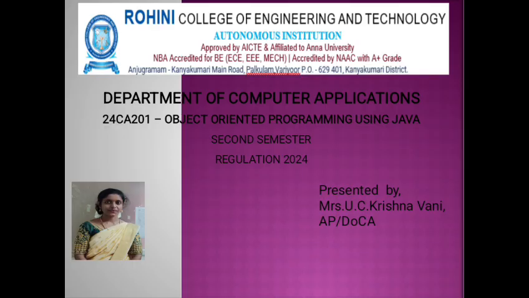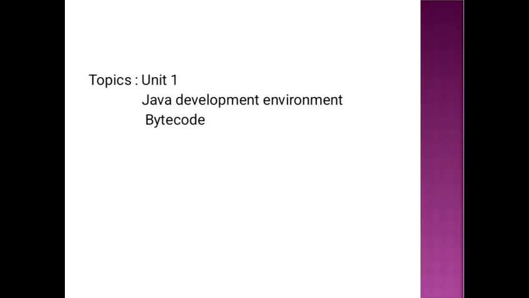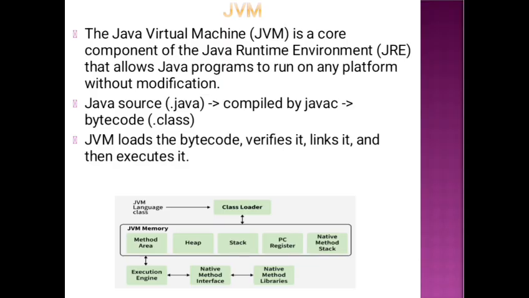Today's topic is Object-Oriented Programming using Java. In Unit 1, Java Development Environment and Byte Code. The Java Development Environment involves JDK, JRE, and then JVM. JDK provides an environment to develop, compile and execute Java applications. JDK is a combination of compiler and JRE. The compiler converts source code into bytecode, which is a class file. JRE means Java Runtime Environment. JRE provides the environment to execute Java applications.